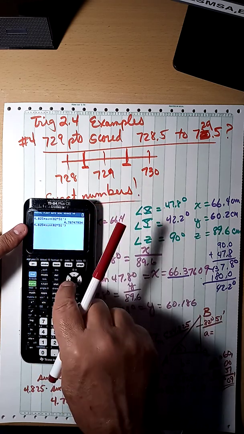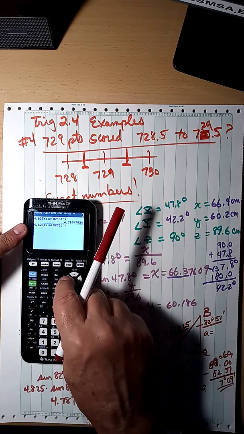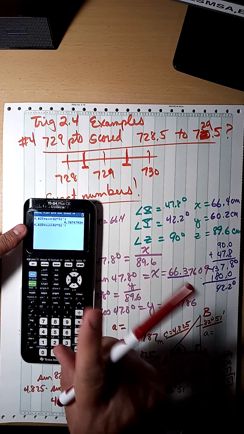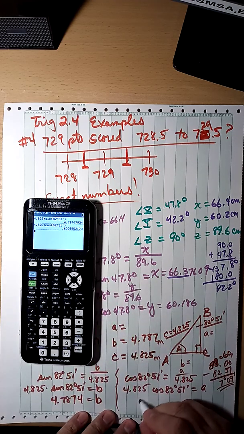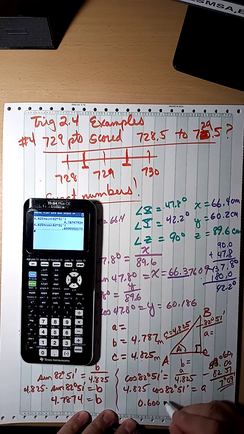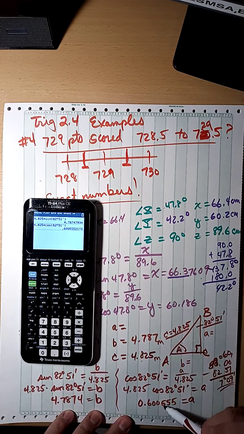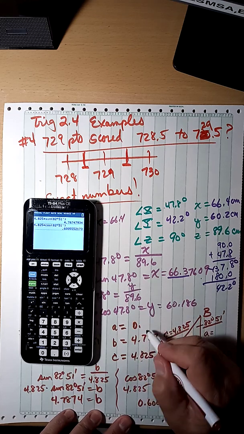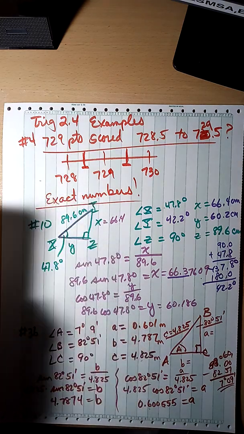Notice how it jumps from the angle all the way to the beginning of sine, if you can see that. I'm going to overwrite this sine with cosine, and that's the only thing that changes here. So this is 0.600555. That's what A is. I need 3 places, so I need to have a 1 there. 0.601 meters. And I've solved that.